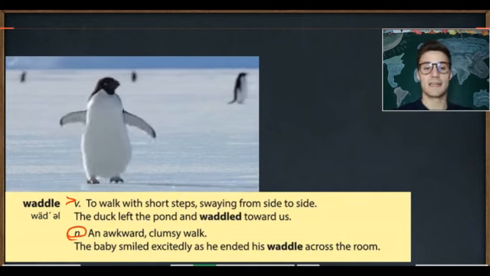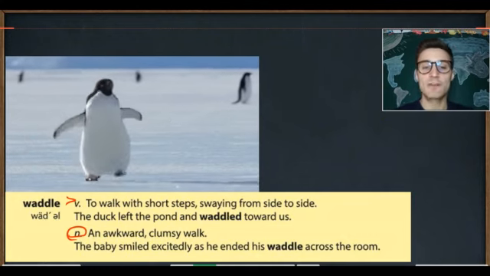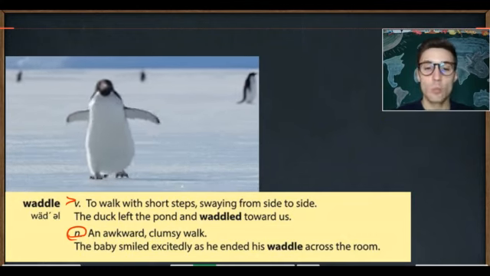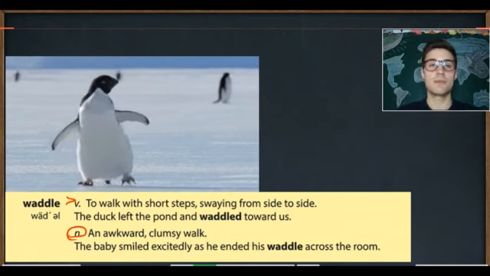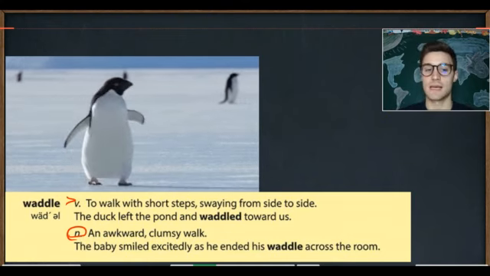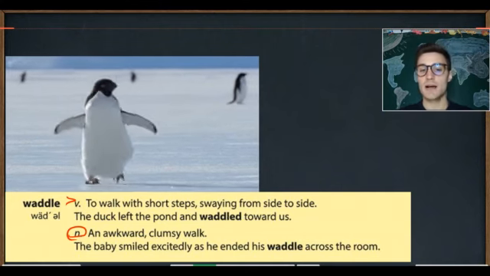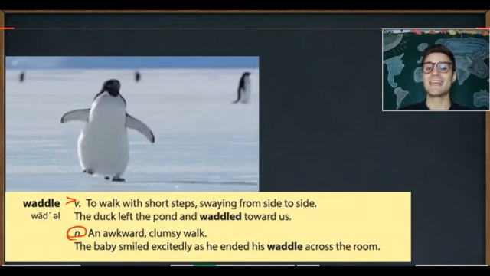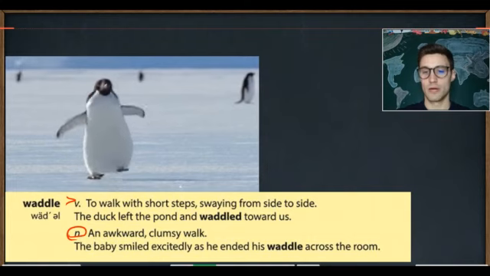The noun meaning for waddle is the name of an awkward, clumsy walk. So these two meanings are closely related. They mean the same thing. The baby smiled excitedly as he ended his waddle across the room.